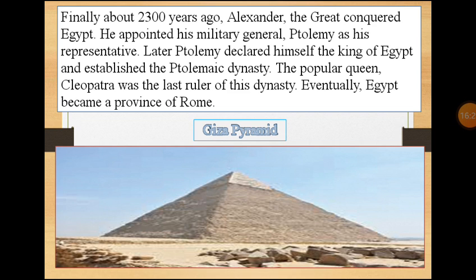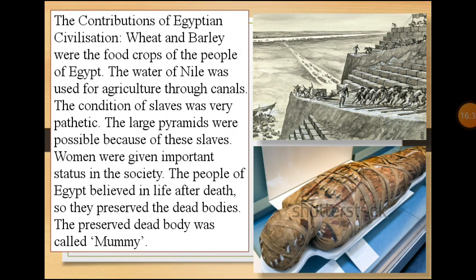Now we shall discuss the contributions of Egyptian civilization. Here, wheat and barley were the food crops of the people of Egypt. The water of Nile was used for agriculture through canals. The condition of slaves was very pathetic. The large pyramids were possible because of these slaves. Women were given important status in the society. The people of Egypt believed in life after death, so they preserved the dead bodies. The preserved dead bodies were called mummies.